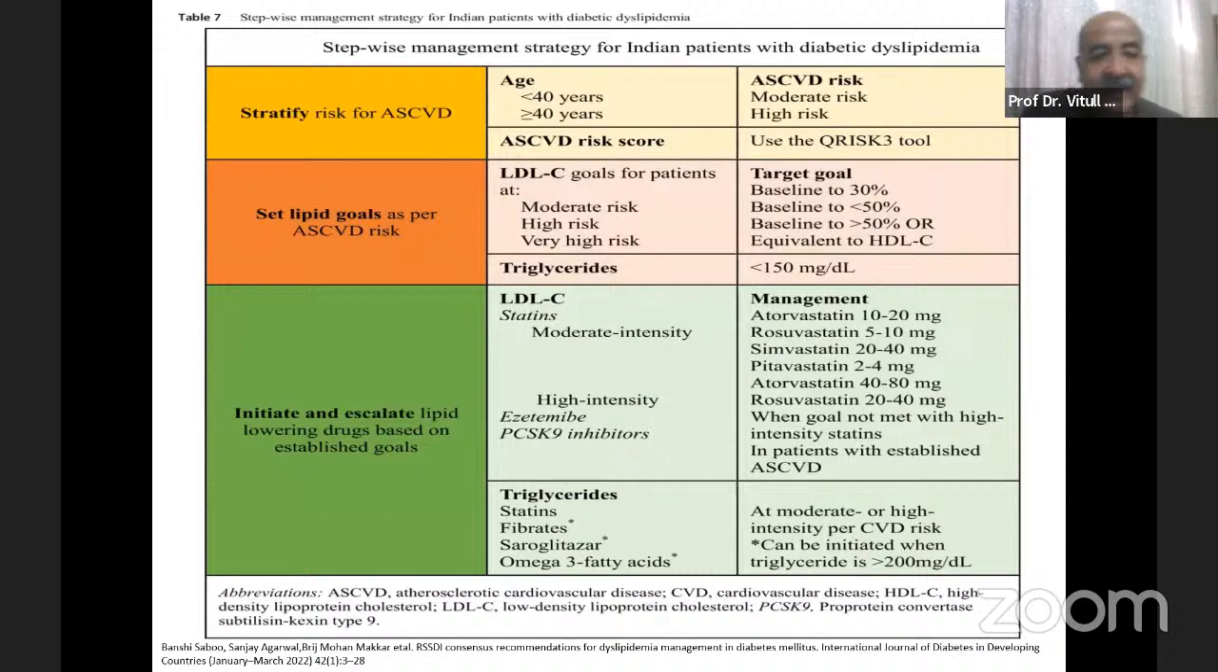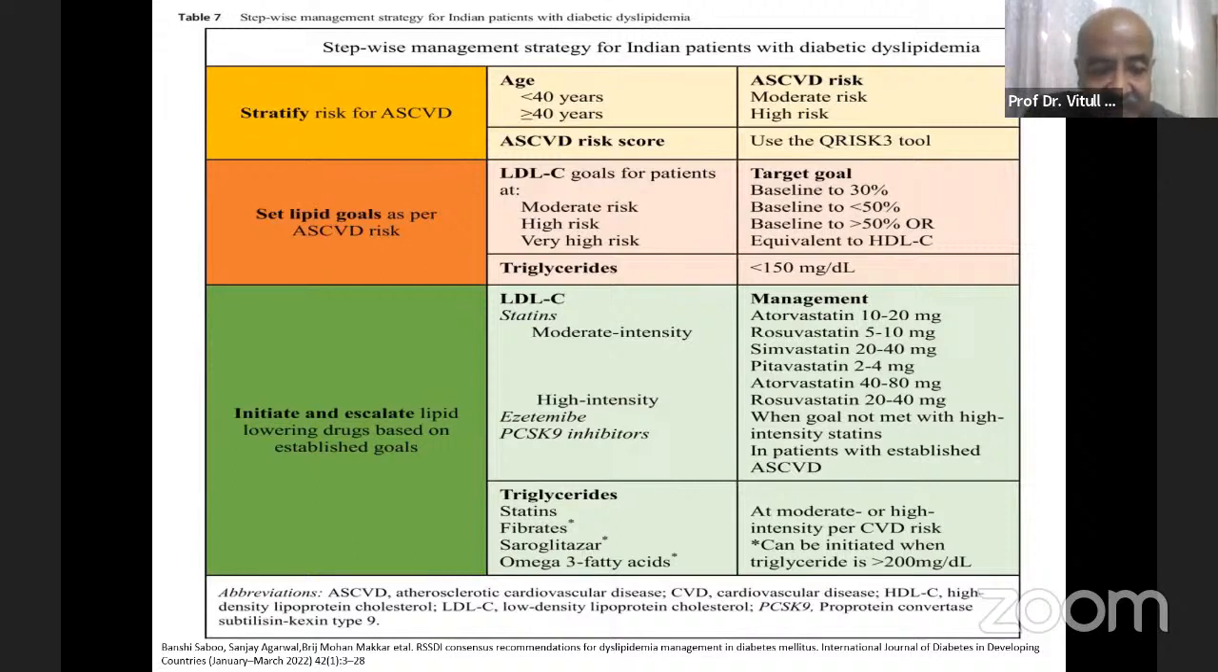To summarize, I have taken this slide from the Management Strategy of Indian Population from RSSDI guidelines. This is from diabetic dyslipidemia, but it fits into all types of lipid management. That is, first we need to risk stratify for atherosclerotic cardiovascular disease. Then we need to set up the lipid goals depending upon the atherosclerotic cardiovascular disease risk, whether it is mild, moderate, high risk, extremely high risk, category A or category B. And depending upon that risk, we need to initiate and escalate the lipid lowering therapy, as we have discussed in the flow chart, starting with moderate intensity statins, high intensity statins. If the LDL-C goals are not achieved, we add ezetimibe. And if still needed, we add PCSK9 or bempedoic acid to achieve the target goals we have discussed in the previous slides.